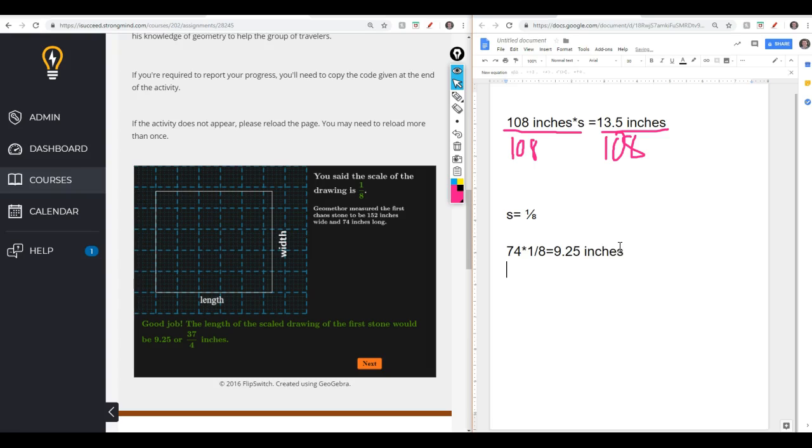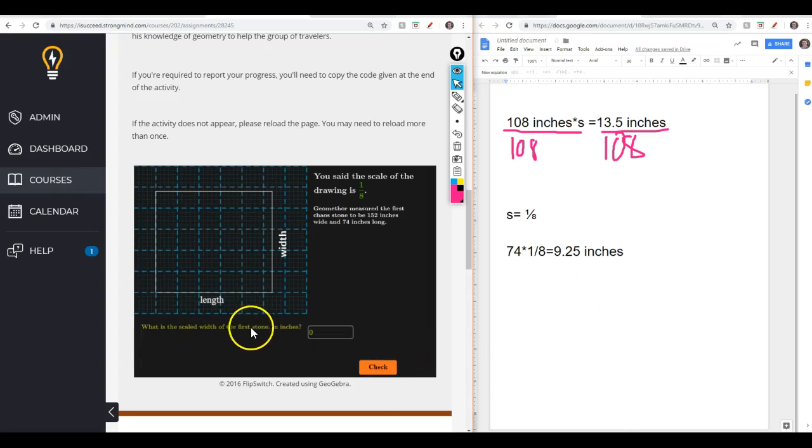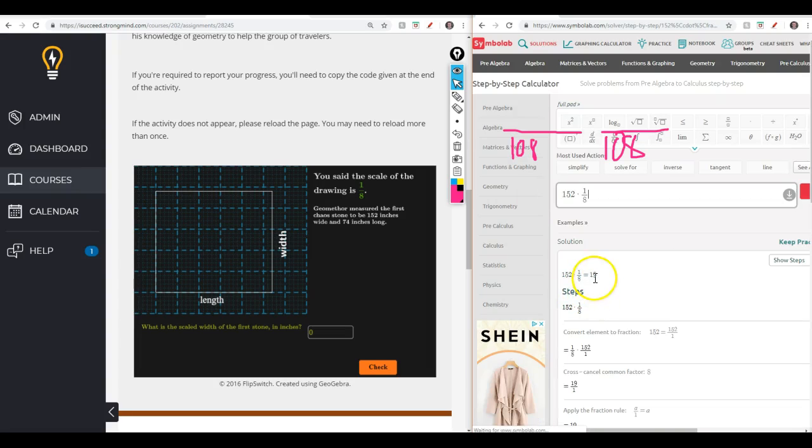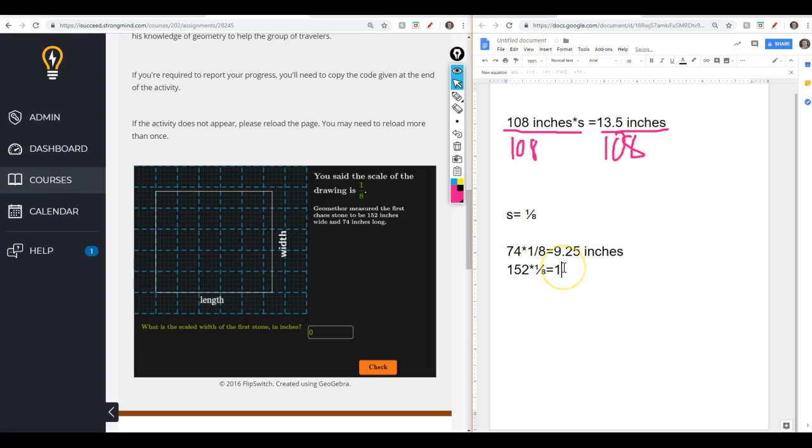And then this one is wanting to know what is the scaled width of the first stone. Okay, so again, we're going from the actual length, times it by the scale factor to find our drawing. The actual width is 152 inches wide, given right here. So we're going to times that by our scale factor, which is 1/8. That's going to equal our drawing width. So 152 times 1/8 gives us 19. So this will be 19 inches wide.